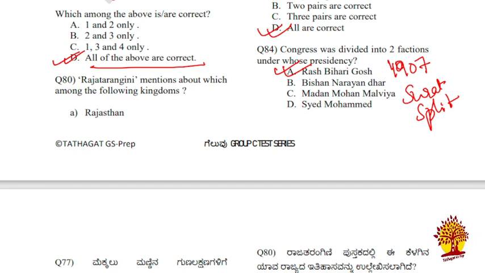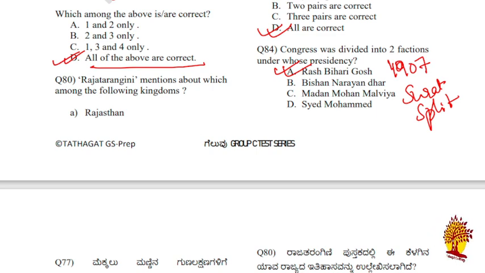This Surat split was a success for the British policy of divide and rule. The two main basic reasons responsible for the Surat split: the early nationalists, meaning moderates, wanted the Swadeshi movement to be confined only to the Bengal region, but the extremists led by Lala Lajpat Rai, Bipin Chandra Pal, wanted to spread this Swadeshi movement across India so that they can get Swaraj.